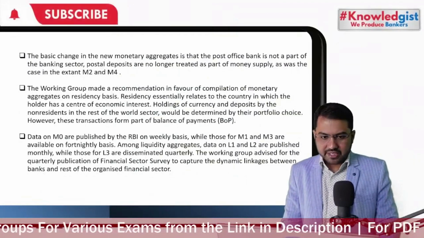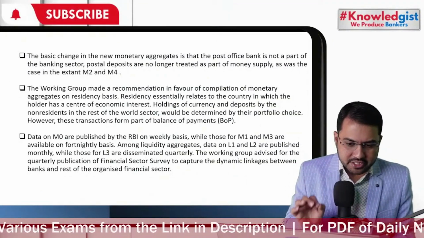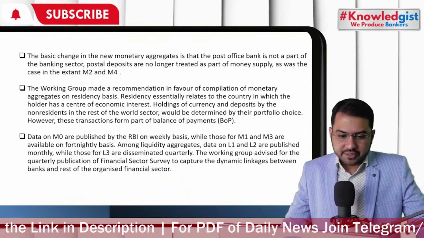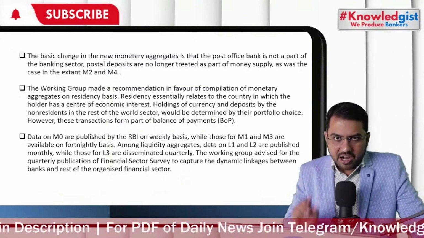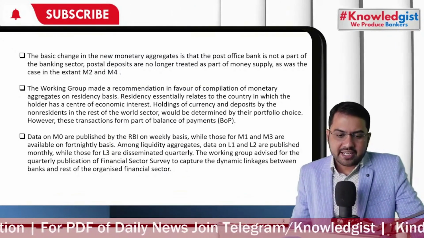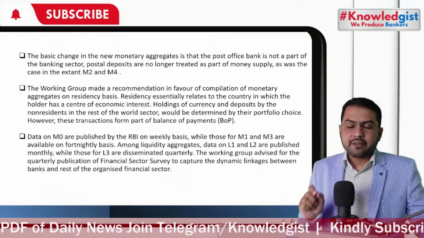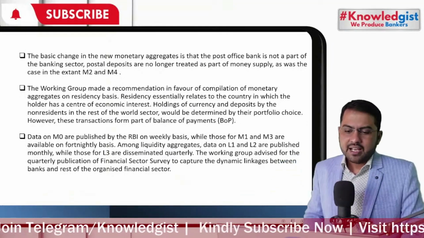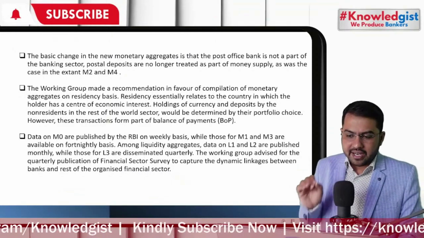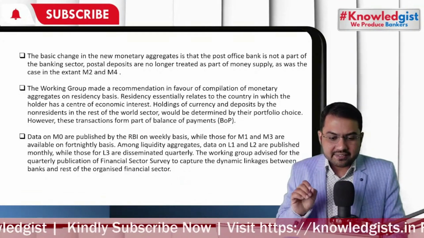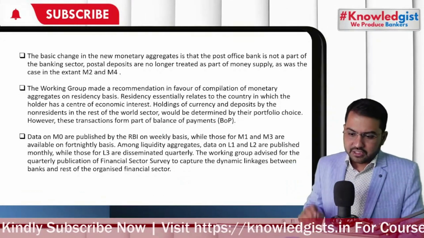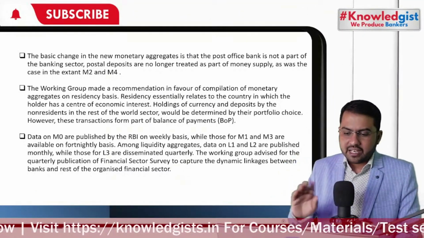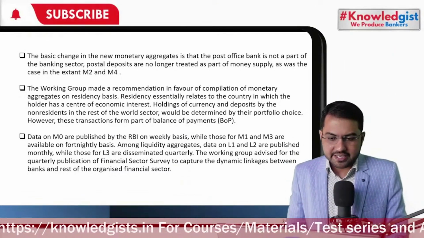Clear? So here are some other points. I will be telling you the important points for all of you, because there are so many things you need not read from your exam point of view. Look at the third point: data on M0 are published by Reserve Bank of India on a weekly basis, while those of M1 and M3 are available on a fortnightly basis. Among liquidity aggregates, data on L1 and L2 are published monthly, while L3 is published on a quarterly basis. The working group advised the quarterly publication of the financial sector survey to capture the dynamic linkages between banks and the rest of the organized sector. Okay.